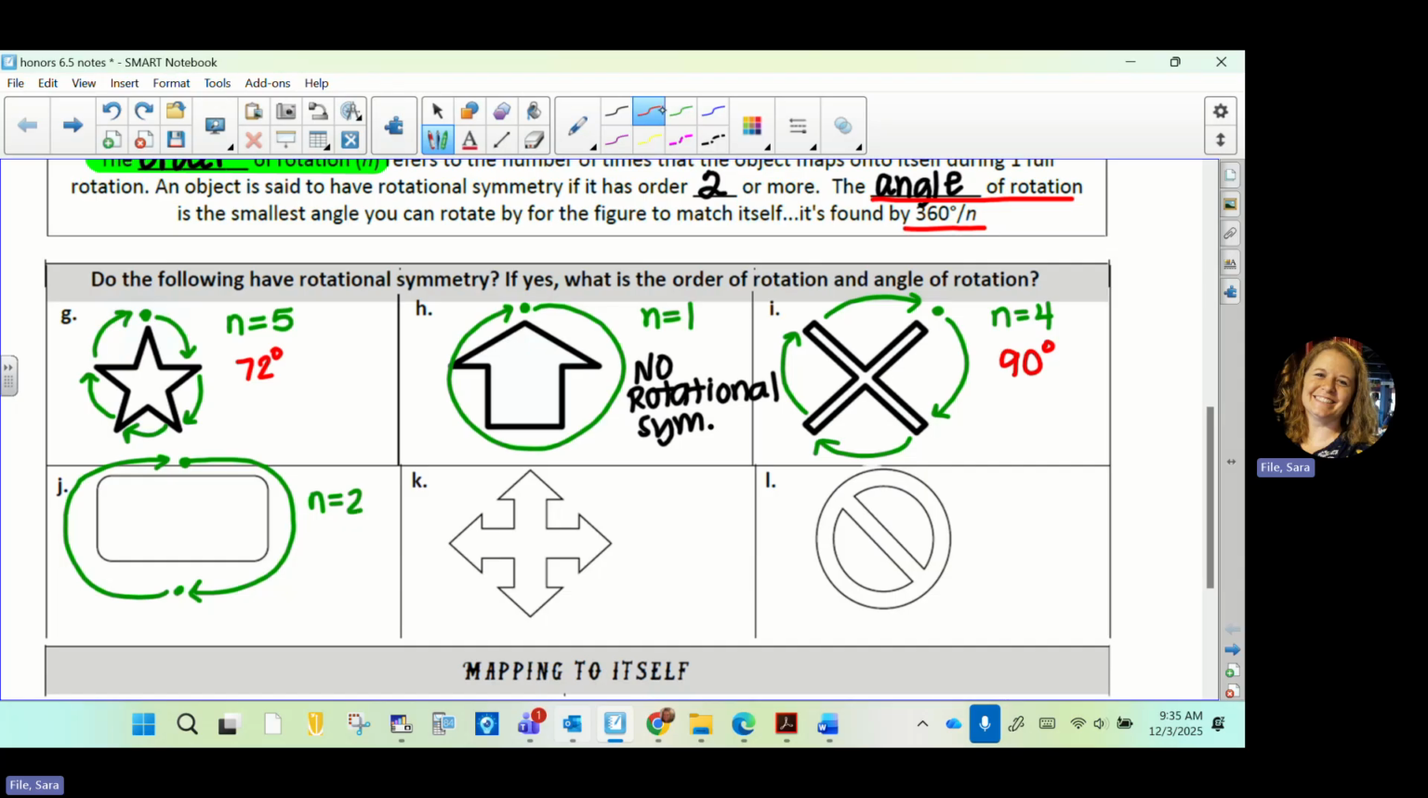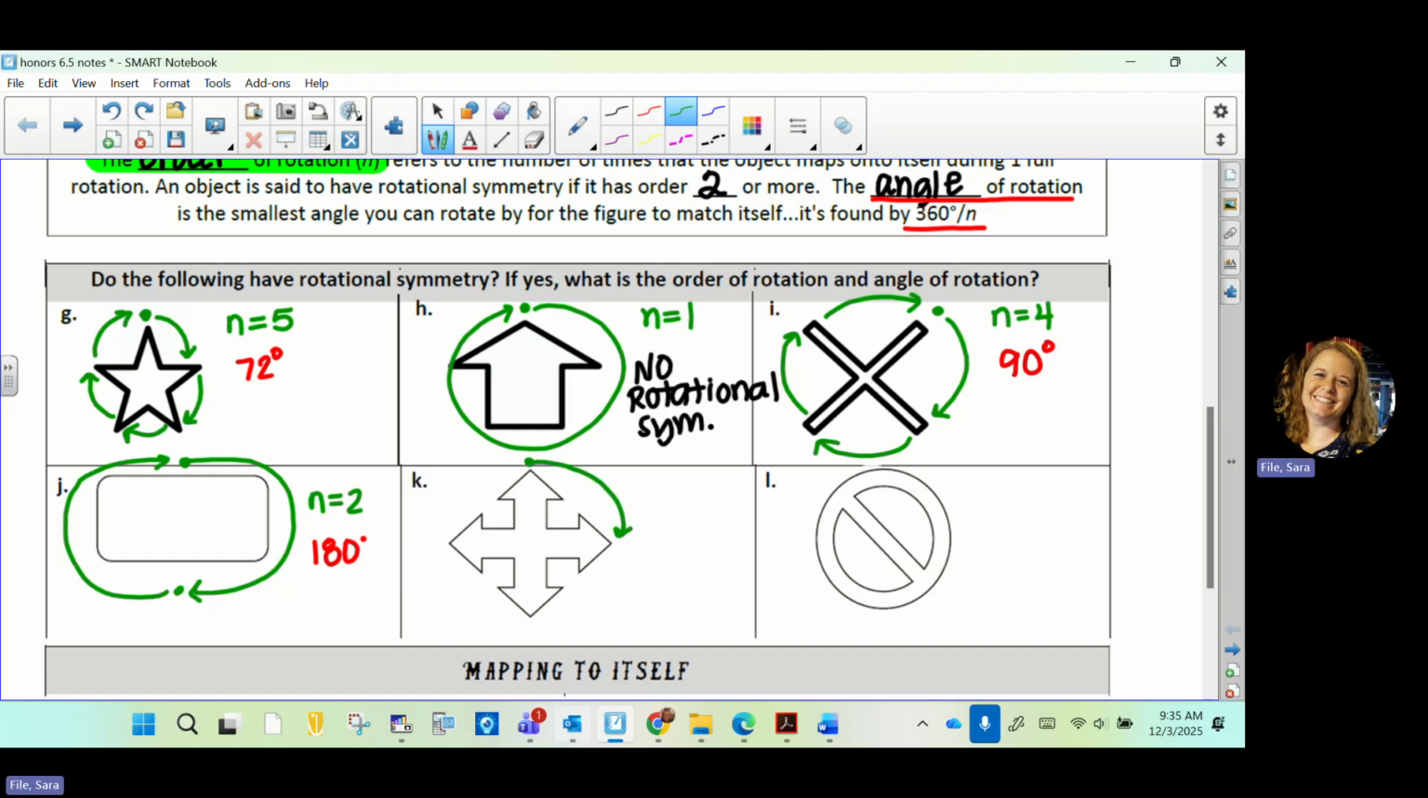And what would the angle of rotation be? 180. Yeah, half a circle. I have to turn it at least half a circle to see the rotational symmetry. Okay, what do y'all think of K?